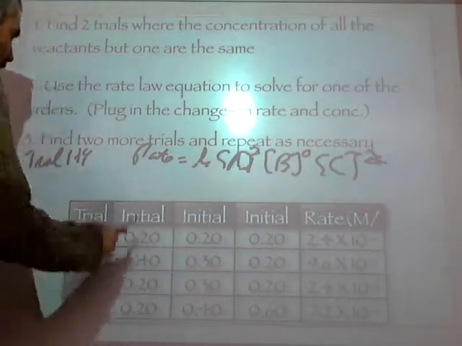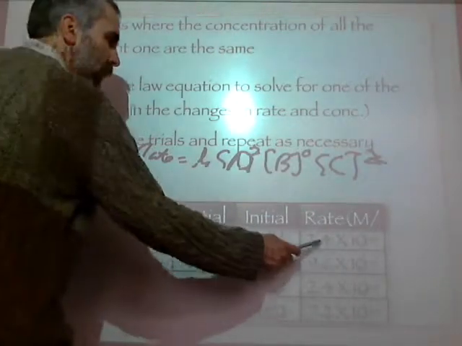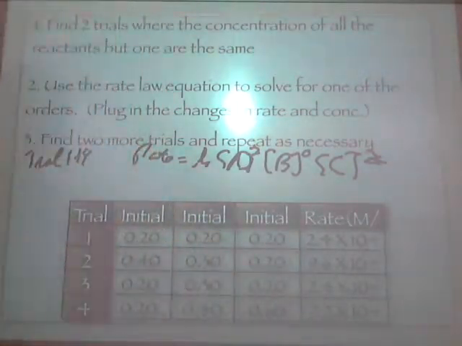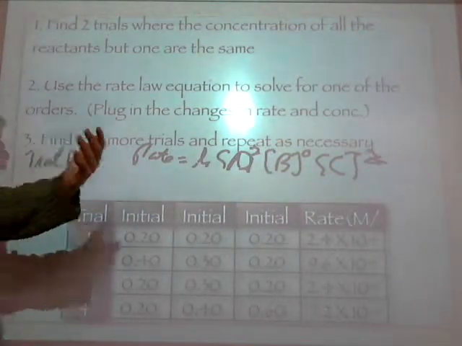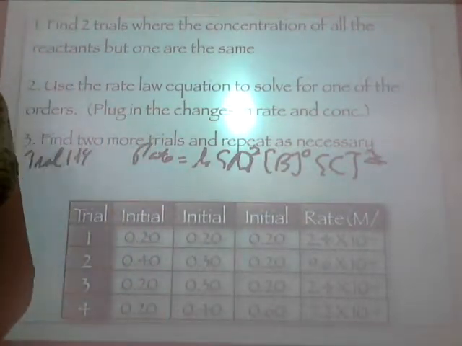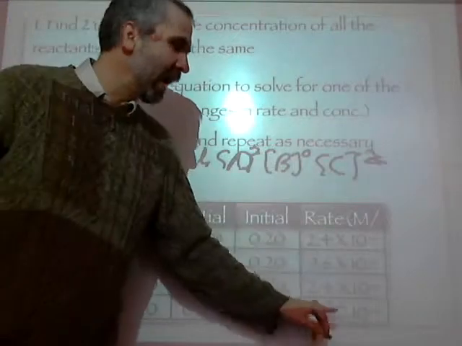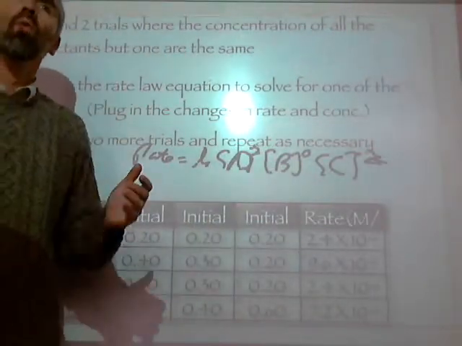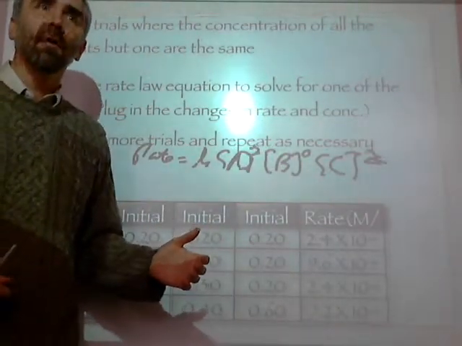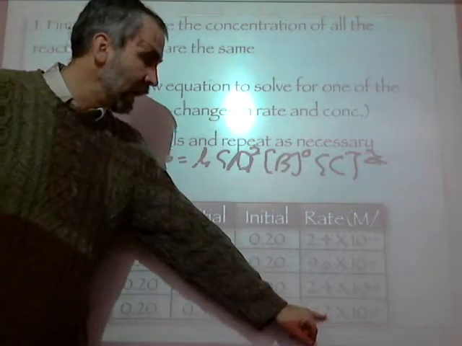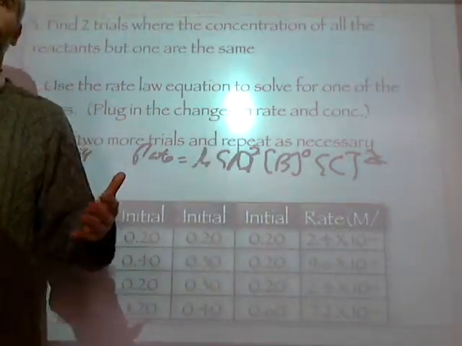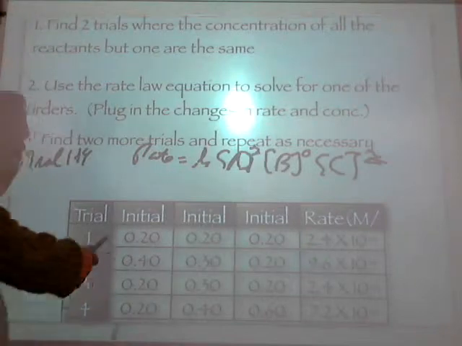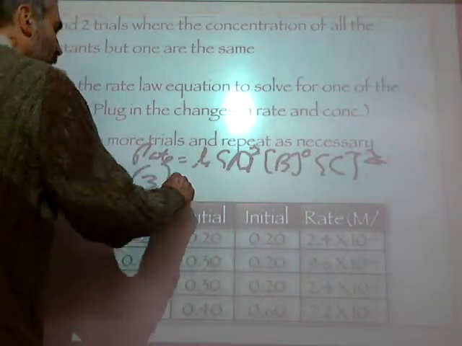What happened to the rate between trials 1 and 4? It went from 2.4 to 7.2. By the way, I'm finding that this is the hardest part for this class, just figuring out the factor by which it changes. Let me give you a hint. Just divide them, divide one by the other, and you know what you'll get? 3. It changes by a factor of 3.